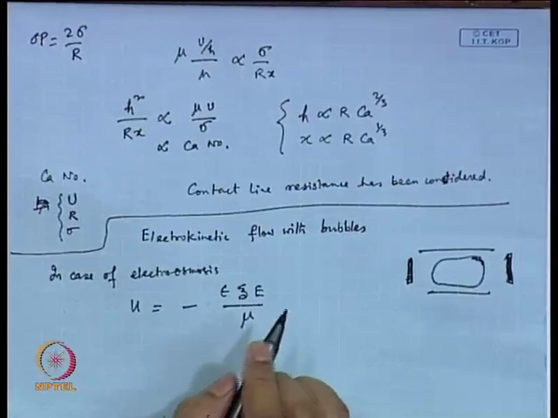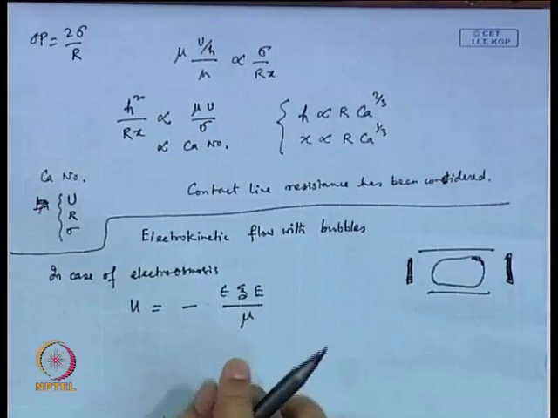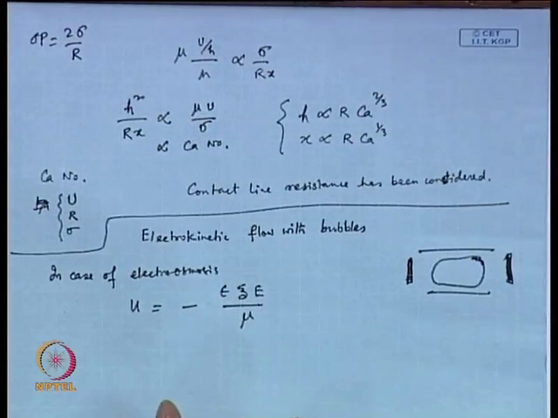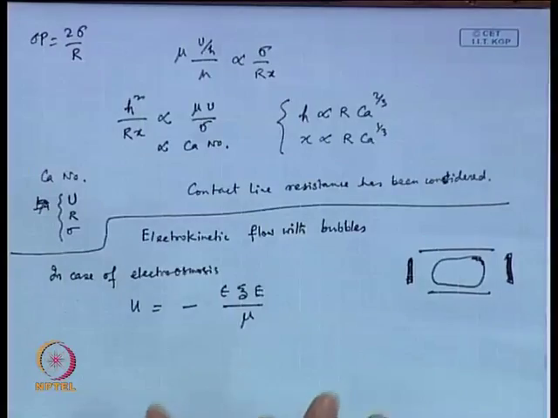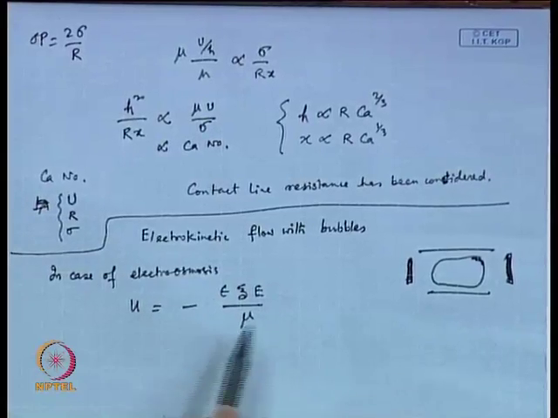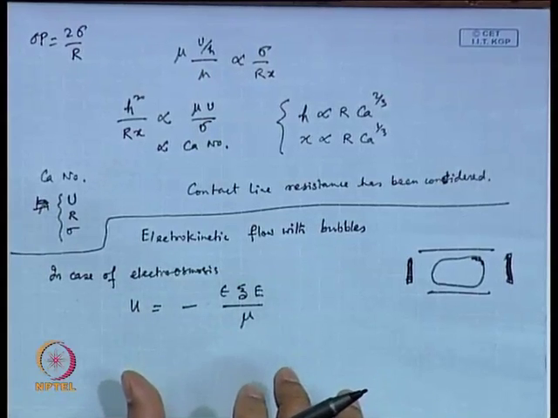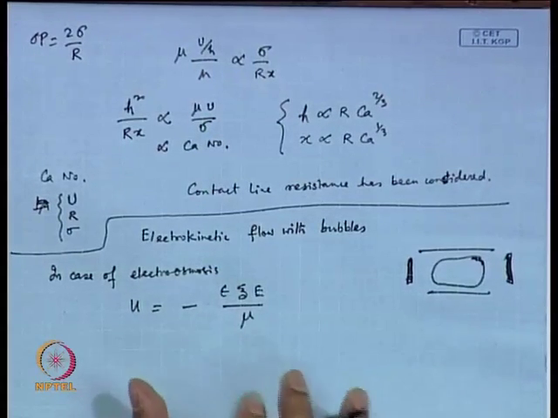This expression we have already derived, this is called the electroosmotic velocity. We derived this expression for velocity some time back, not in the last two classes, but in an earlier part of the lecture series. So, we have this expression there. This defines the velocity under electroosmotic flow.